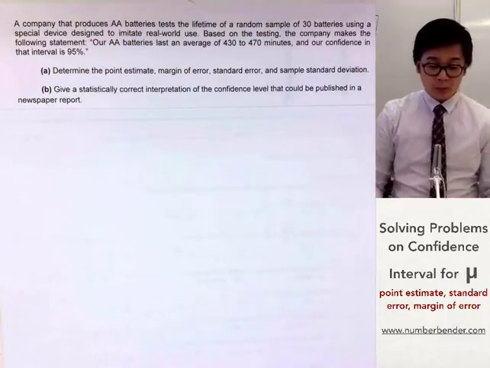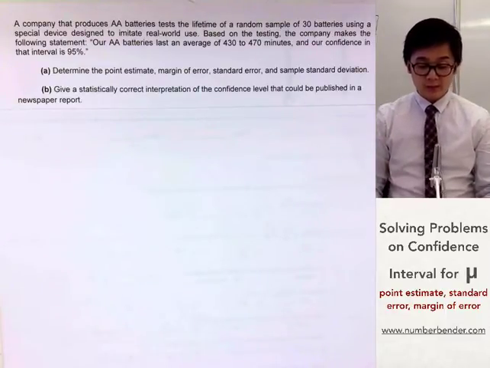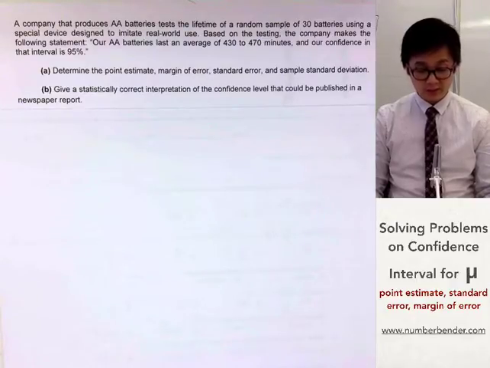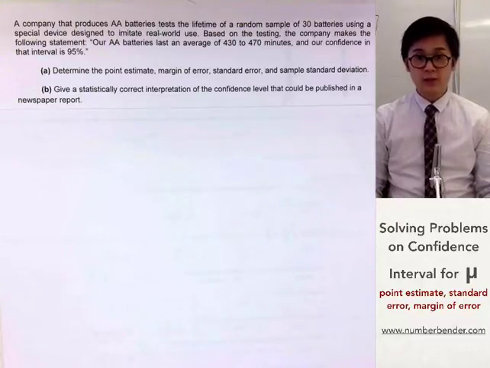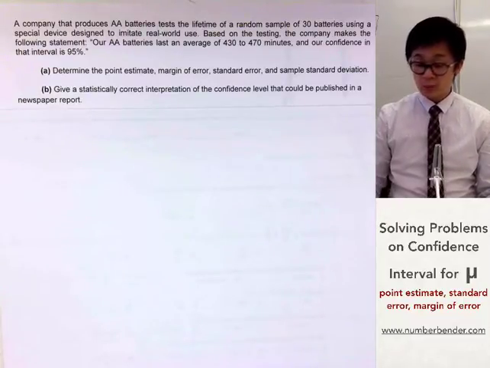And for B, we're going to give a statistically correct interpretation of the claim in this particular problem, which is: our AA batteries last an average of 430 to 470 minutes, and our confidence in that interval is 95%. So let's go ahead and start problem number one.